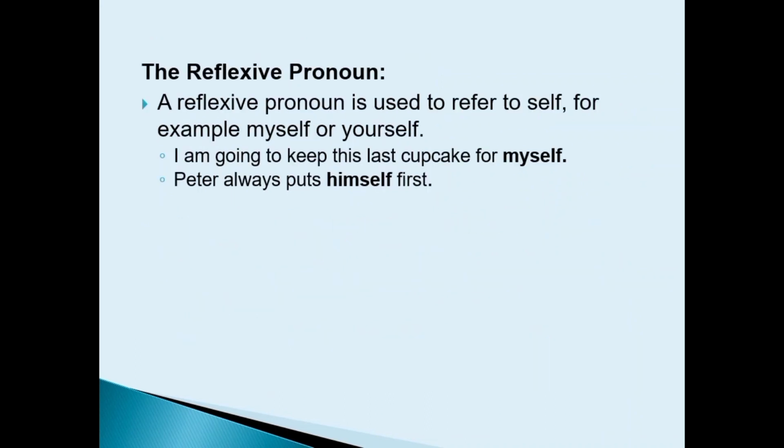A reflexive pronoun is used to refer to self. For example, myself or yourself. I am going to keep this last cupcake for myself. Peter always puts himself first. In these sentences, myself and himself are the reflexive pronouns.